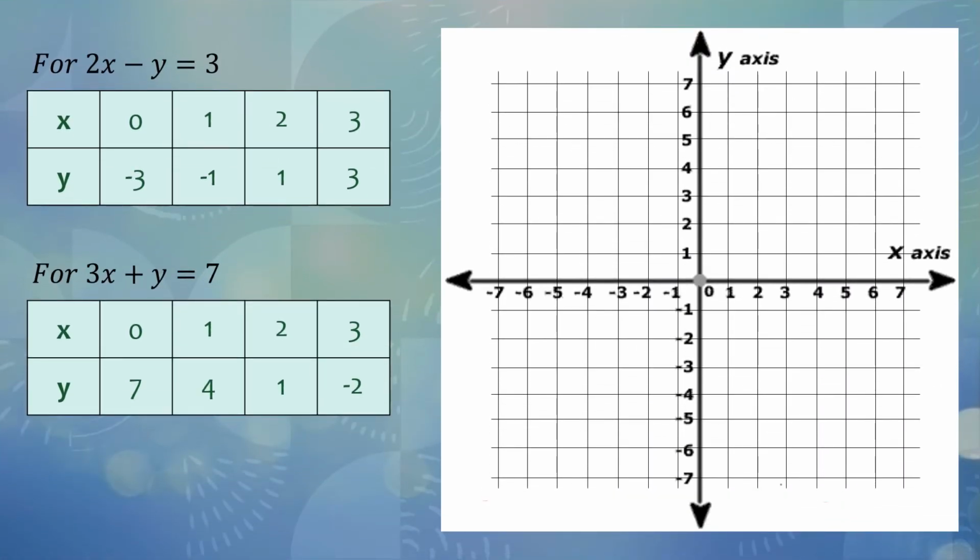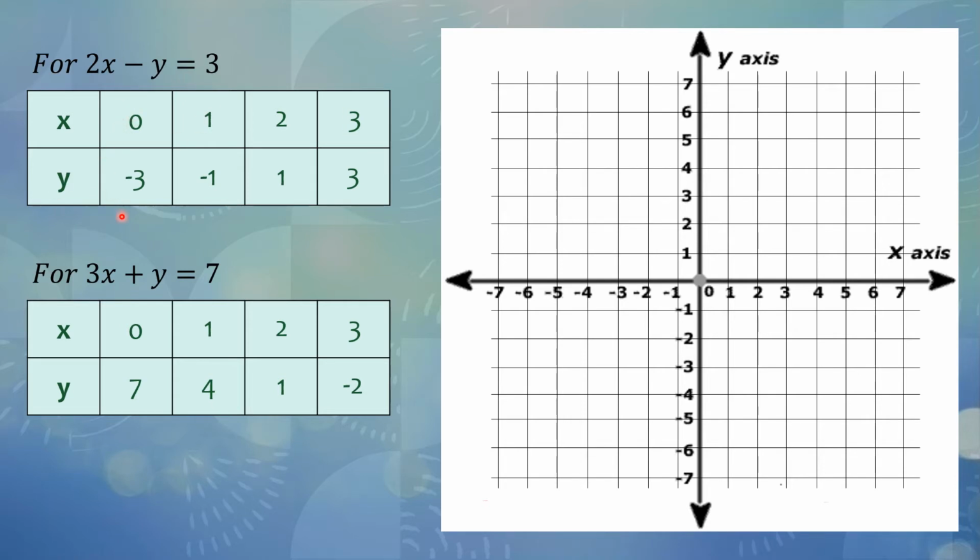So ngayon, nakumpleto na natin ang values or table of values ng dalawang equations which are 2x minus y equals 3 at 3x plus y equals 7. Kapag kumpleto na ang ating table of values, pwede na tayong mag-plot ng points dito at malalaman na natin ano yung graph ng dalawang equation. So dito muna tayo sa table of values ng 2x minus y equals 3.